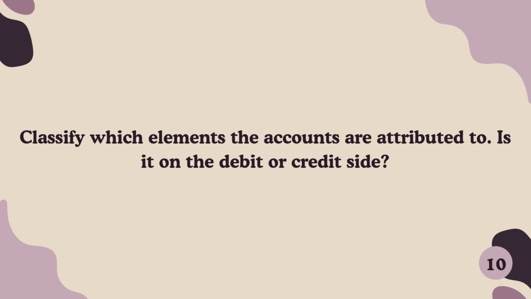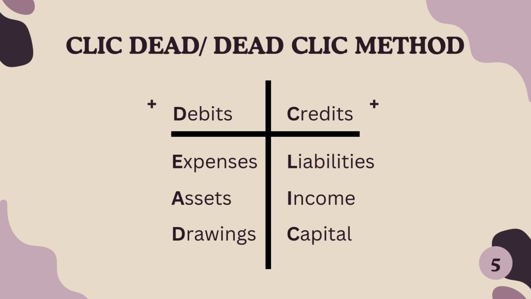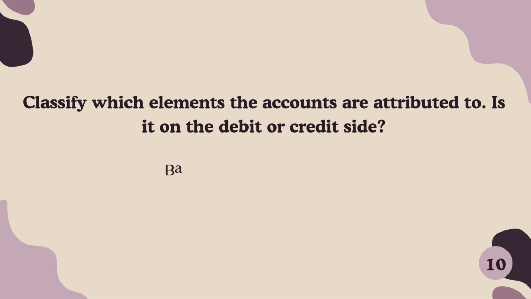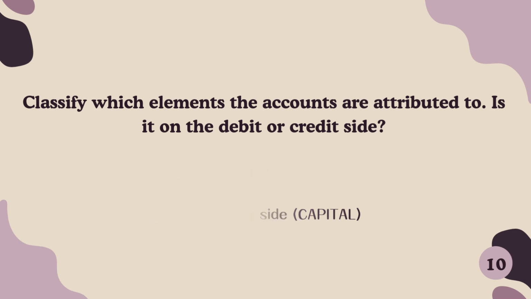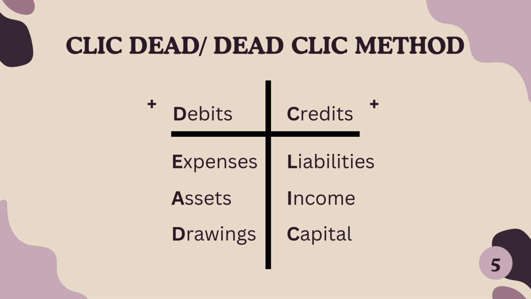Number two, classify which elements the accounts are attributed to. Is it on the debit or on the credit side? With this question, we look at the click dead model, or the dead click model. So let's look at that real quickly. Let's start with bank. If you remember from the previous lesson, we mentioned how bank is a type of asset. And assets are on the debit side if you look at the model. Capital, on the other hand, is clearly placed on the credit side of the model and falls under owner's equity.